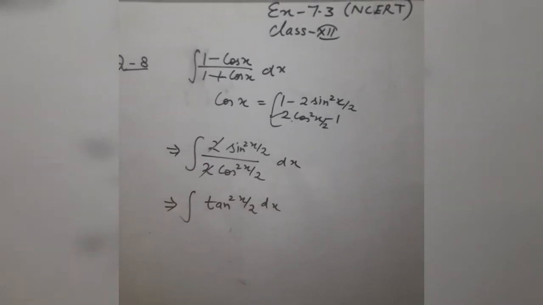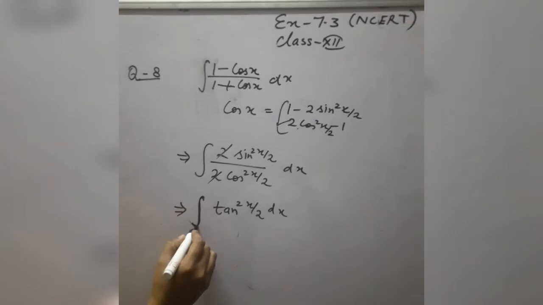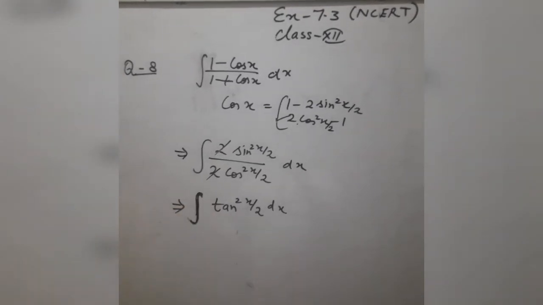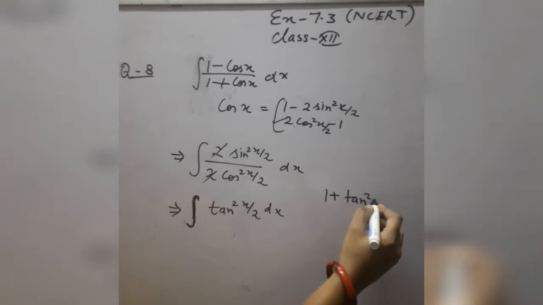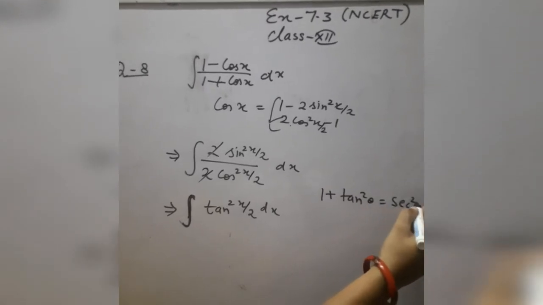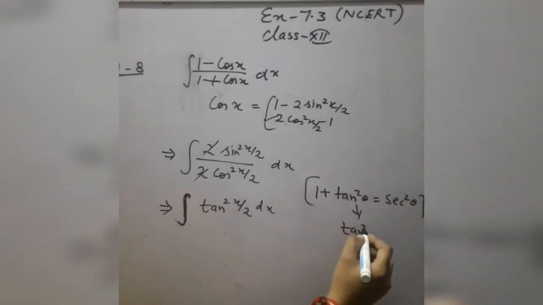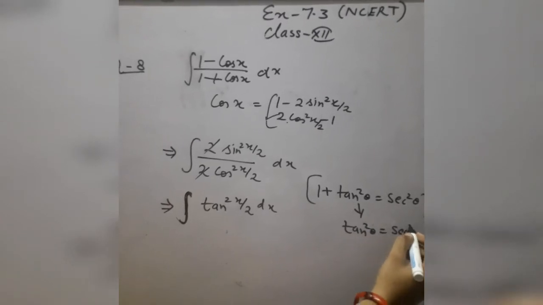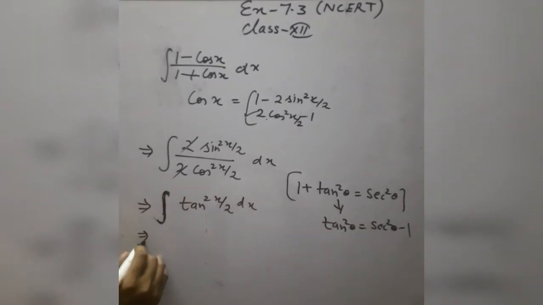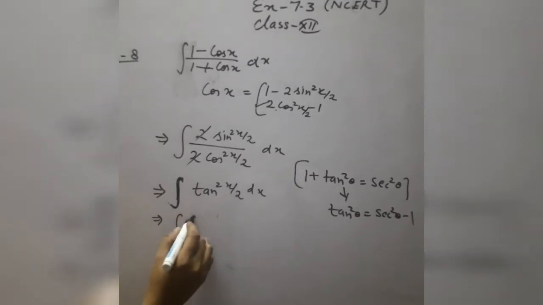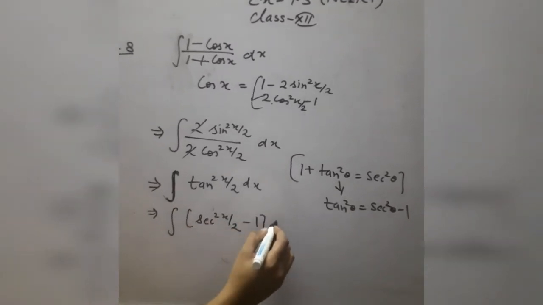Now in case of tangent square, how will you integrate it? Already we have done this type of sum in the previous exercise. One trigonometric identity is there: 1 plus tan square theta is equal to secant square theta. By using this identity, tangent square theta can be written as secant square theta minus 1. So use this result here. Write down this tangent square x by 2 as secant square x by 2 minus 1.